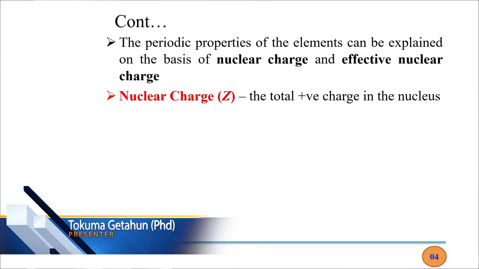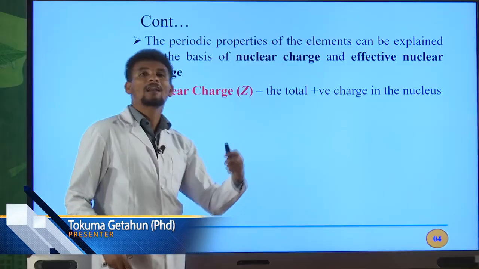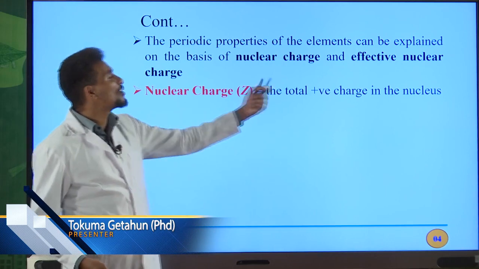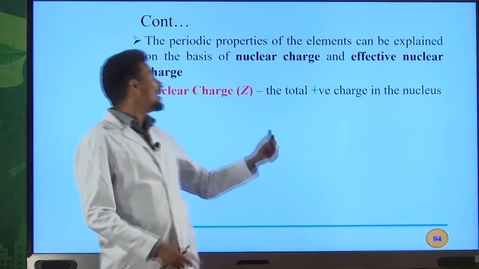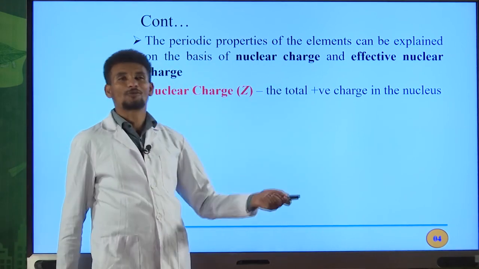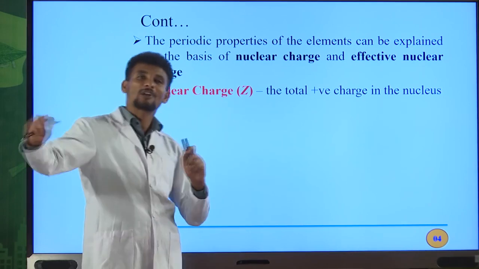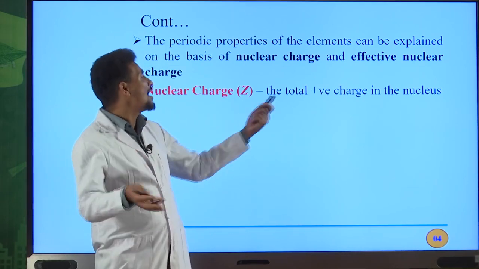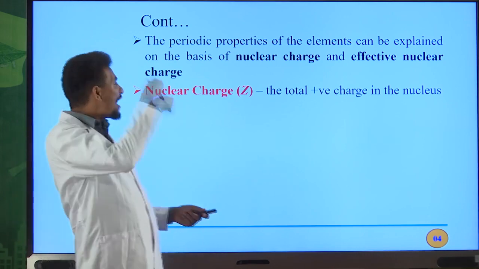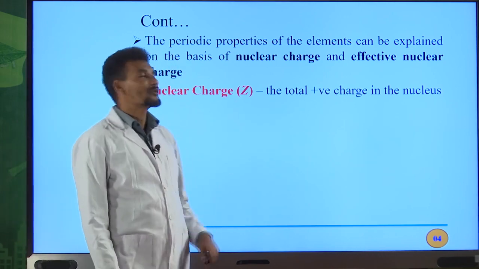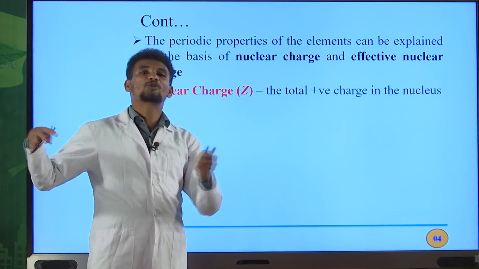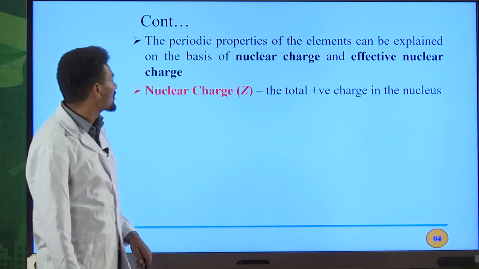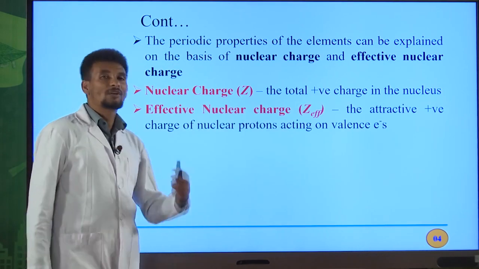What is nuclear charge? This is very simple. It is the total positive charge in the nucleus of the atom, which is equal to the number of protons. So nuclear charge is equal to the number of protons available in the nucleus of the atom. It is also named the atomic number of the element. And the second one is effective nuclear charge.